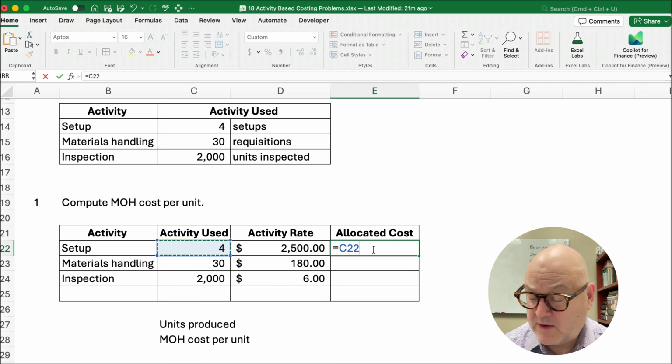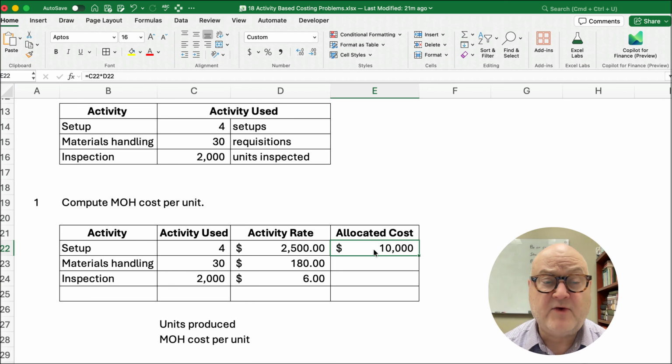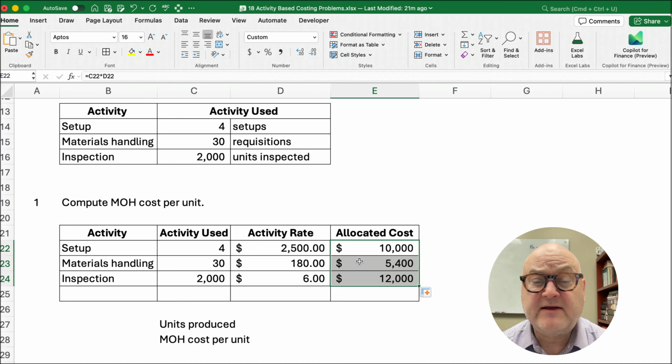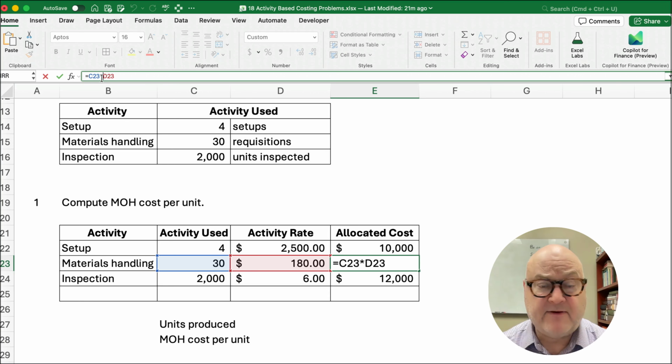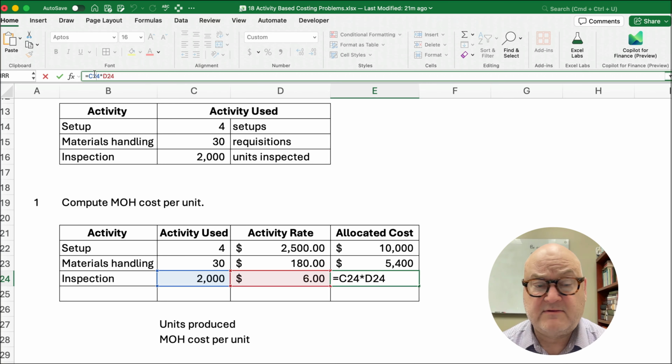We're going to take 4 times the 2,500. We're going to get 10,000 is the cost associated with those 2,000 that we've produced, right? We're going to do the same thing for 30 times 180. The 30 times 180 is going to be 5,400. You see, I've just copied the formula down. And then 2,000 times 6 is going to be $12,000.